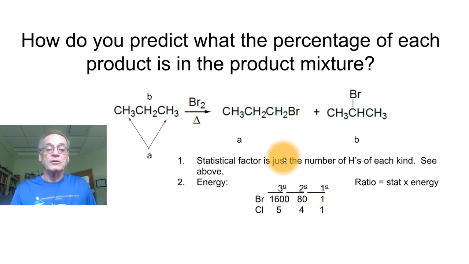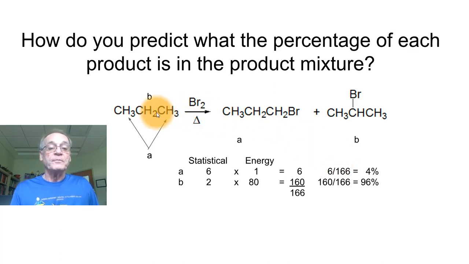And so then to get the overall ratio, you just multiply the statistical factor times the energy factor for each kind of hydrogen. Let's do an example. So for propane, as I said, the statistical factor is 6-to-2 for compound A to compound B, and that's just the number of hydrogens of each kind. The energy factor for bromine, since we're doing bromination here, is 80-to-1 in favor of secondary. So since B is secondary and A is primary, the energy factor is 80-to-1.